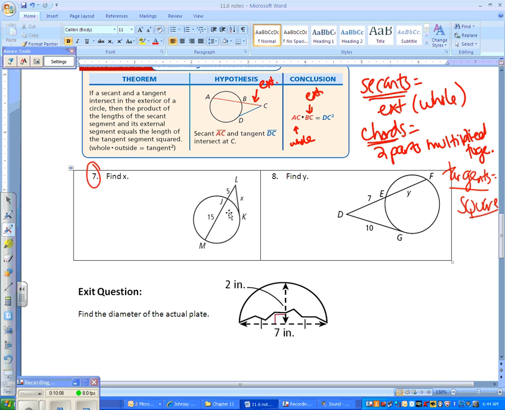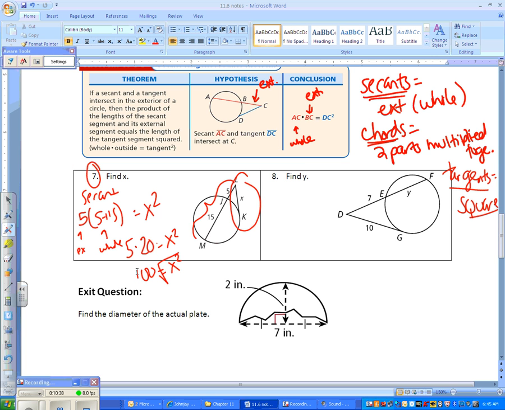Okay, this one, we have a secant. So for the secant, remember, it's going to be the external part times the whole part. So 5 plus 15. So that's external times the whole. For the tangent, that's this part, all you do is square it, equals x squared. So we have 5 plus 15, that's 20, and 5 times 20 is 100, and the square root of 100 is going to be 10, so x equals 10.